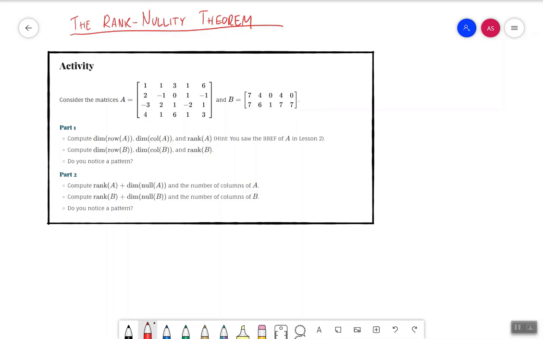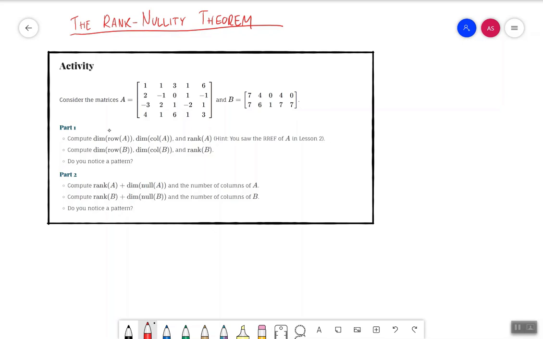If you have not yet completed this activity, which can also be found above this video, please pause the video and do so now. Now that you've completed this activity, let's see what you would have found.